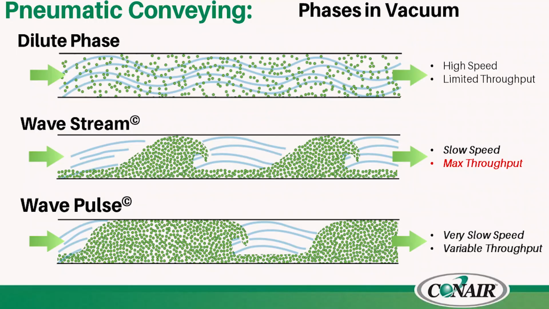If you're running an apples-to-apples comparison, count the amount of pellets that are in the wave stream image compared to the amount of pellets that are in the dilute phase image. Even though with dilute phase you may be conveying 2 or 3 times faster, imagine achieving that same throughput or greater by conveying slower and not causing your dust, your angel hair, your component wear in your system.